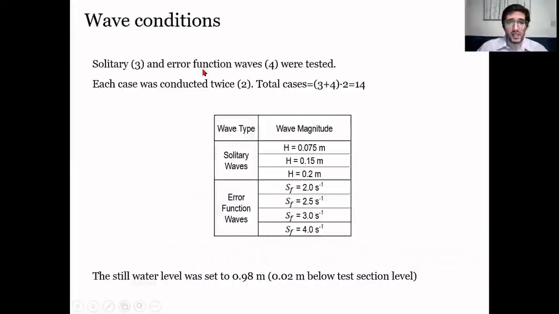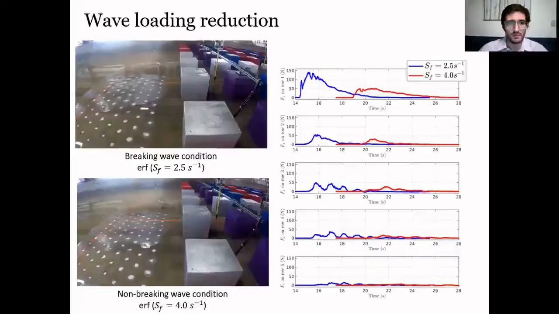We tested 7 different wave conditions: 3 solitary waves and 4 error function waves. Error function waves are similar to solitary waves, but their effective wavelength is larger and they don't have a permanent shape. We conducted each wave twice, so in total we had 14 waves. And the still water level was set to 98 centimeters, meaning 2 centimeters below the test section level.